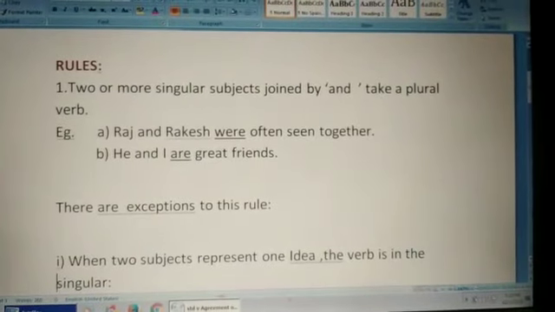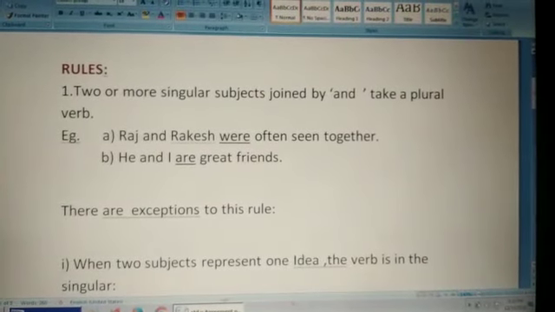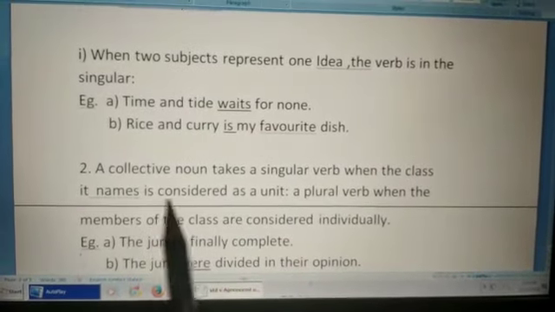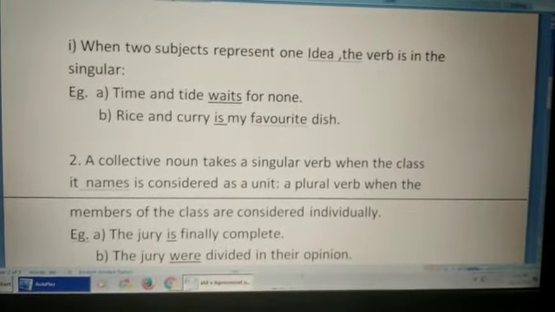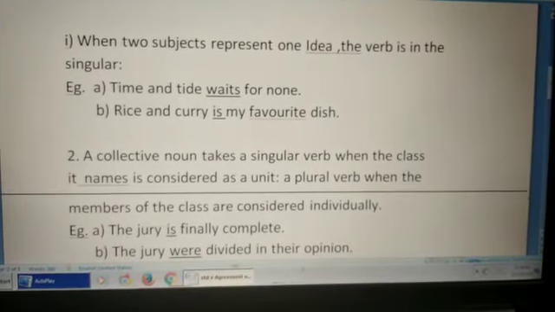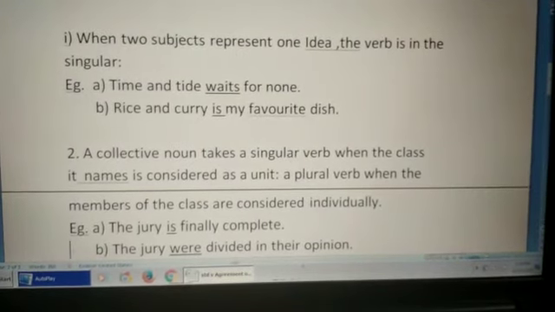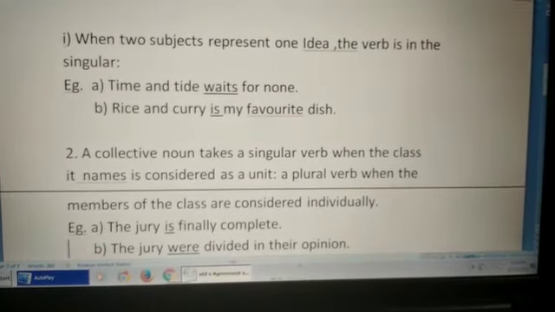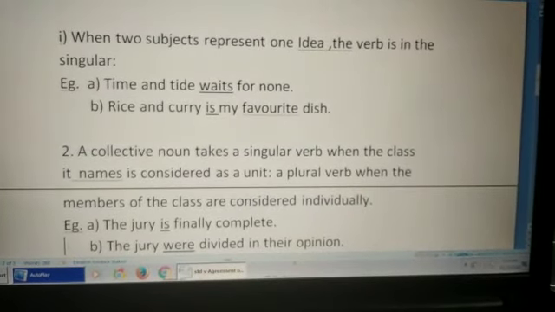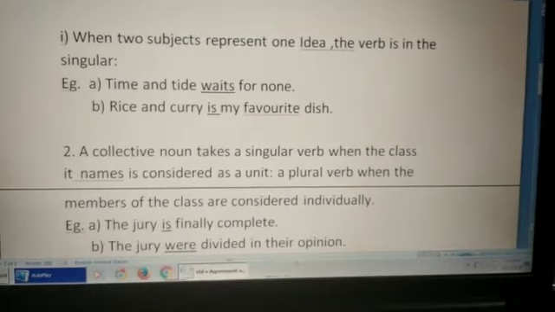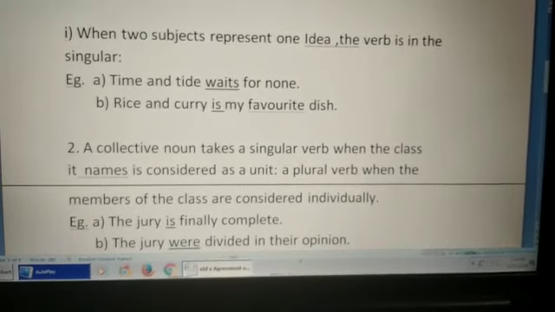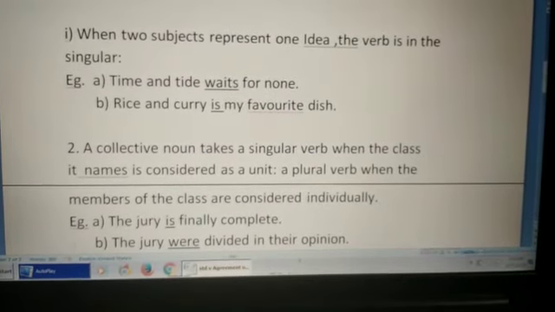But there are exceptions to this rule. When two subjects represent one idea, the verb is in the singular. Like time and tide waits for none. Here time and tide refers to one idea, so it will take the singular verb. Rice and curry is my favorite dish. It again refers to one idea, so the verb will be singular.